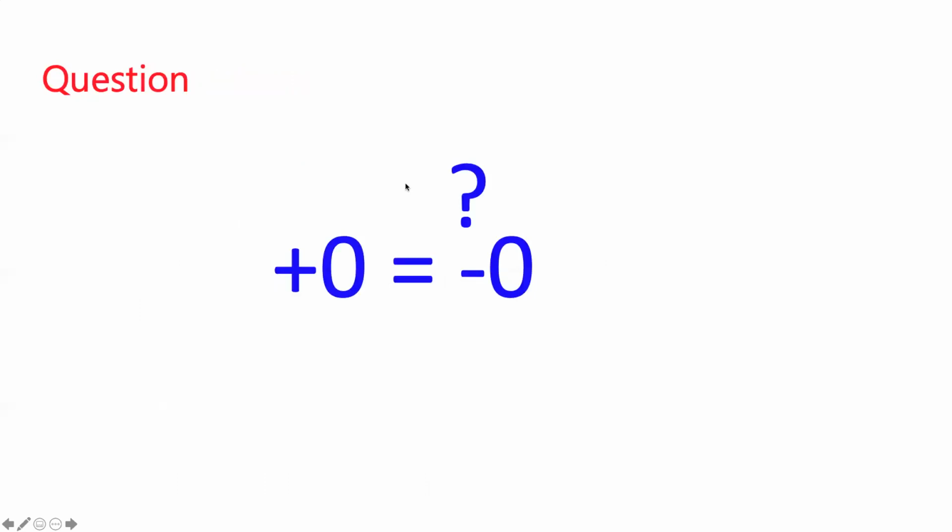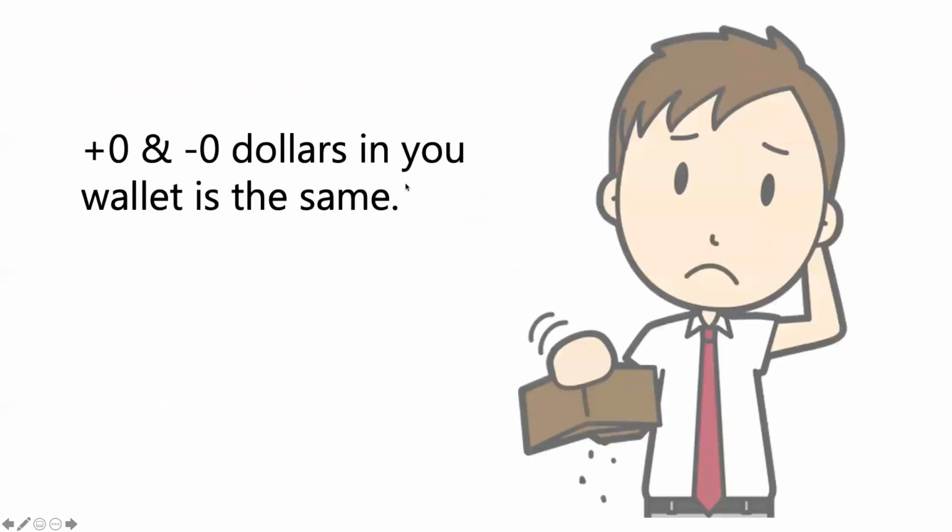Is this a problem? Well, mathematically, we don't really need 2 different ways of representing 0. If you've got 0 of something, arguably there's no point keeping up with whether it's a positive or a negative 0. Having nothing is the same whether you call it positive nothing or negative nothing.